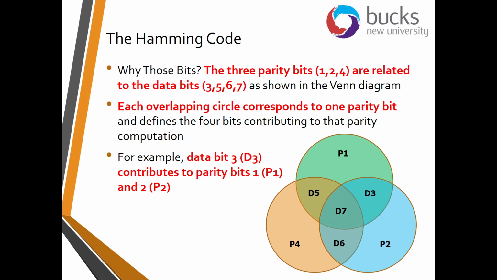So why those particular bits? Well, the 3 parity bits 1, 2, 4 are related to the data bits 3, 5, 6, and 7 as shown in our Venn diagram. So each overlapping circle corresponds to 1 parity bit and defines the 4 bits contributing to that parity computation. So for example, data bit 3 contributes to parity bit 1 and parity bit 2.